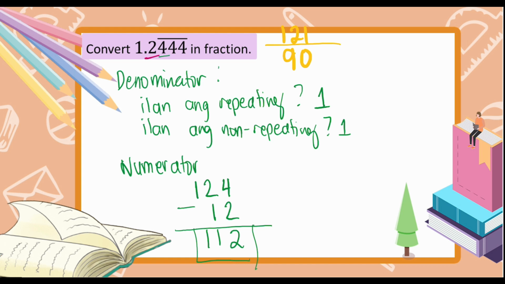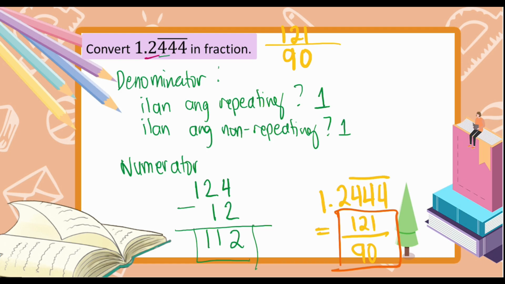Therefore, 1.2444 bar sign is equal to 121 over 90. This is our final answer.